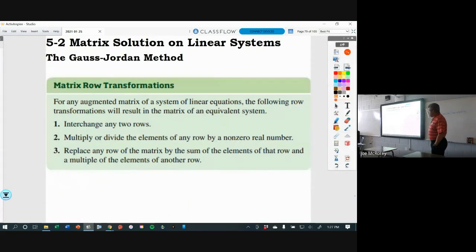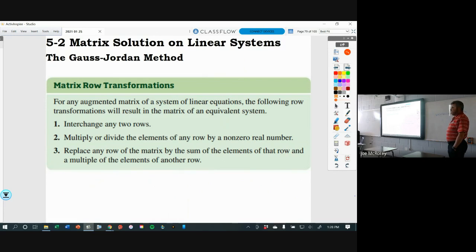Here are the things that we can do with a matrix. Number 1, we can interchange any 2 rows. So if I gave you 3 equations, does it matter which one you write down first? They're the same equations, right? So if you were to convert your equations to a matrix and you decided later that you want to rearrange the rows, you can do that. You can swap rows, no big deal.